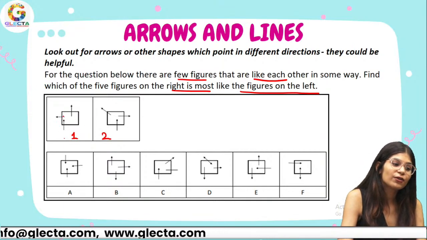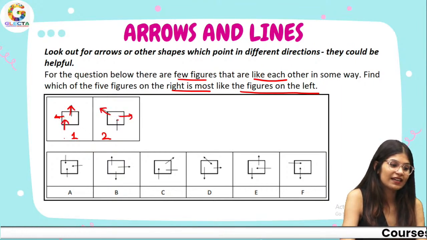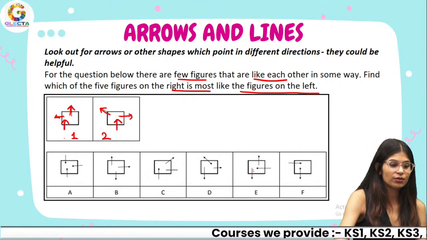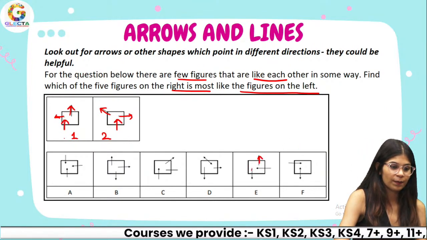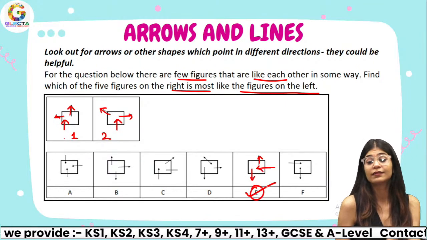So, 2 arrows going out in both of them. 1 arrow entering in both of them. You have to follow the same thing. 2 arrows going out, 1 arrow getting in, and then the answer should be E. That is correct.